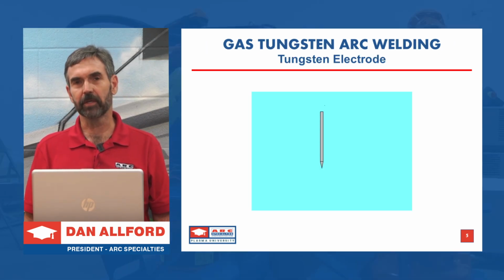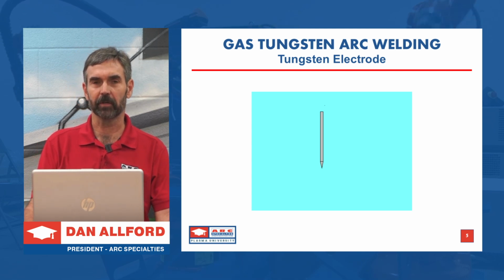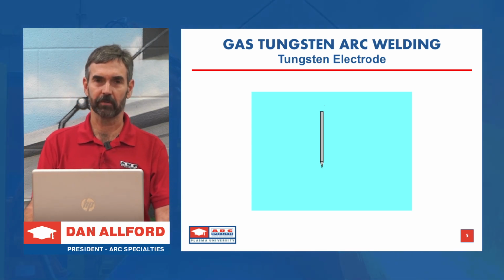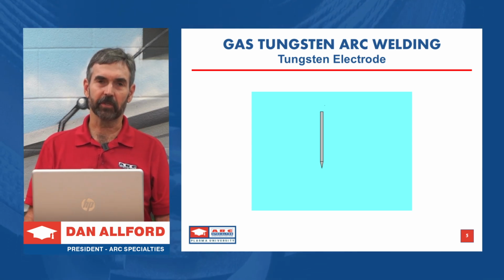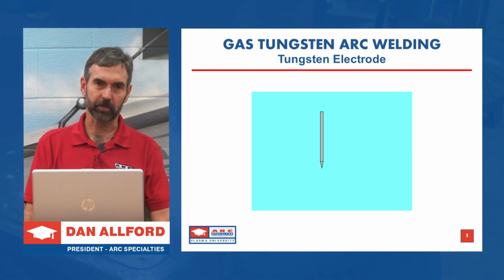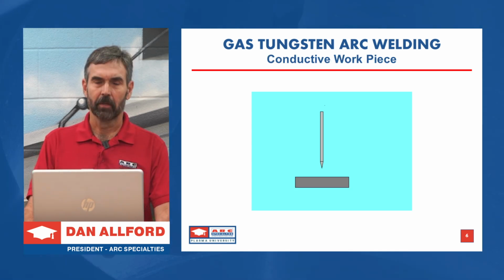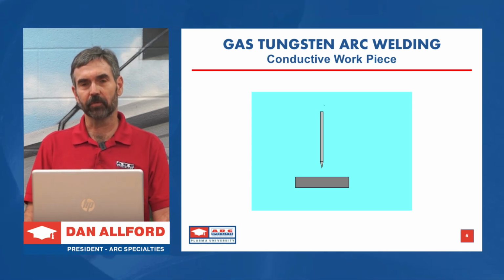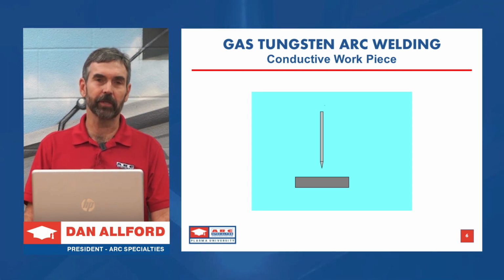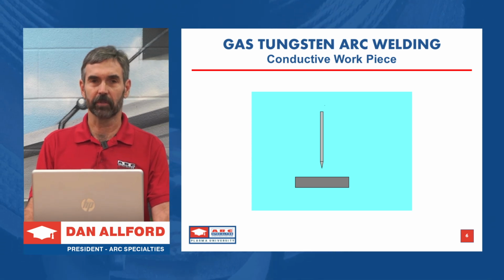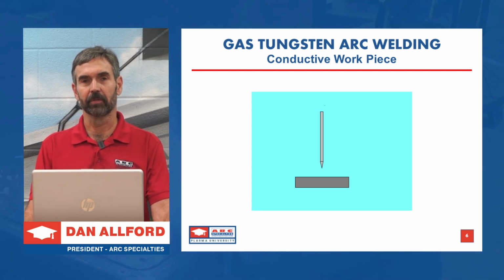Since plasma is based on the gas tungsten arc welding process, we're going to do a bit of a refresher on gas tungsten arc first. With gas tungsten arc welding, you use a non-consumable tungsten electrode, so that's what we're starting with. There's two types of welding processes, transferred arc and non-transferred arc. Plasma and gas tungsten arc welding are both transferred arc processes, which means you have to have a conductive workpiece for the arc to be conducted from the electrode to the workpiece.